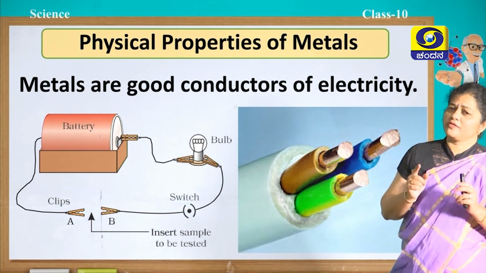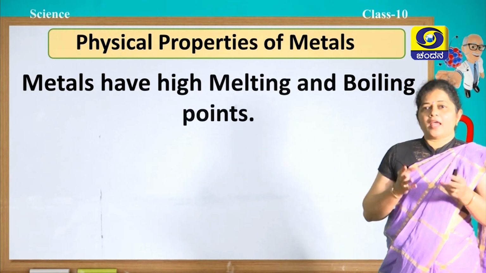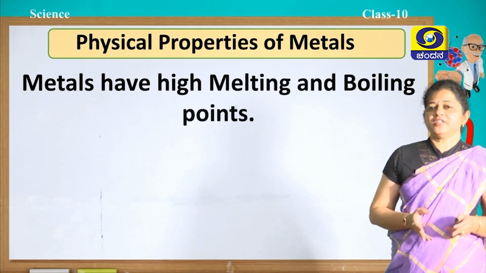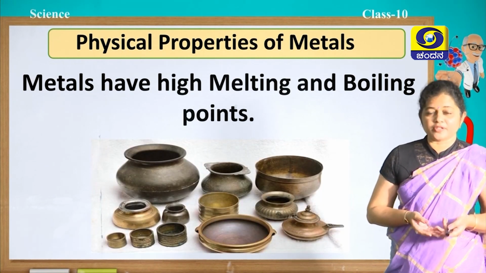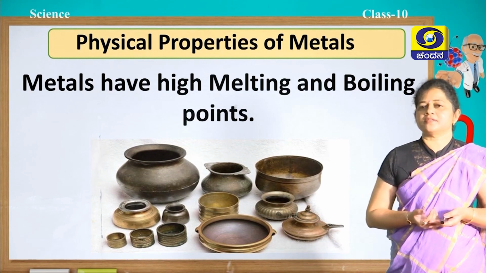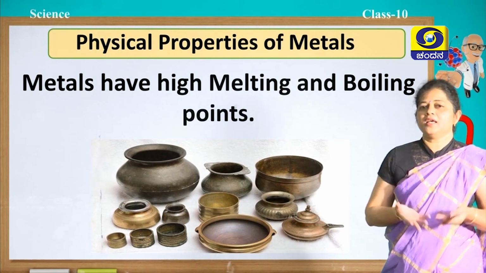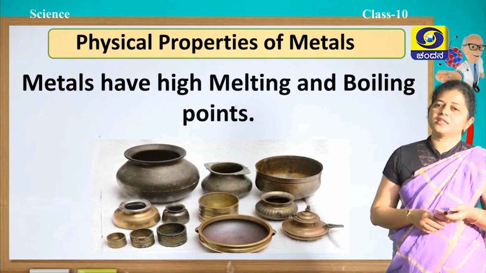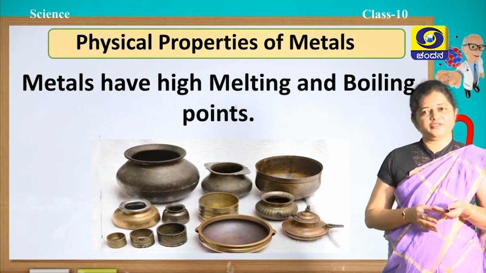That is why we use metals in electric wires. And all metals generally have high melting and boiling points. So that is why they are used to make utensils. You have seen many utensils in your house, they are all made up of metals. That is because they have high melting and boiling points and they conduct heat very efficiently.